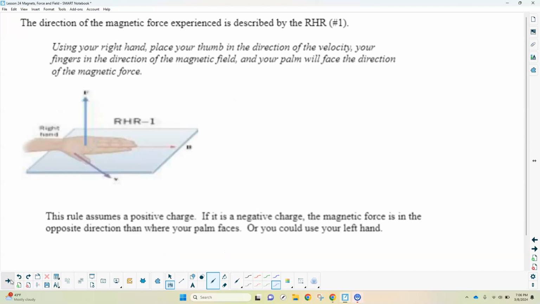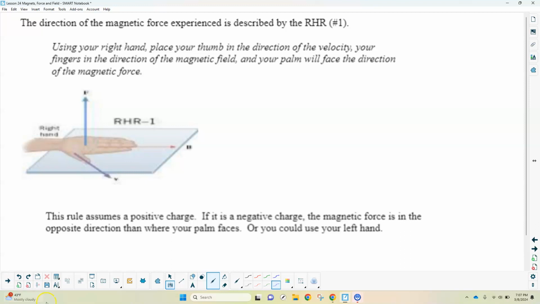We're going to figure out the direction of the magnetic force experienced by a charge using a rule called the right-hand rule. As it makes sense, the right-hand rule makes you use your right hand. This is right-hand rule number one. We'll talk about right-hand rule number two later on. Essentially, you put your hand flat, like in the picture shown there. Your thumb represents the velocity direction, wherever your thumb is pointing is where the velocity is. Your fingers point in the direction of the magnetic field. And then the palm of your hand would push in the direction of the force.